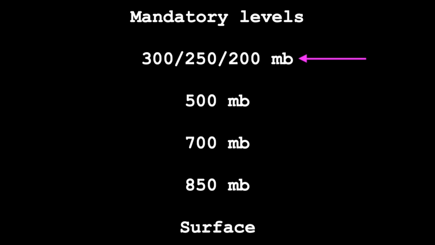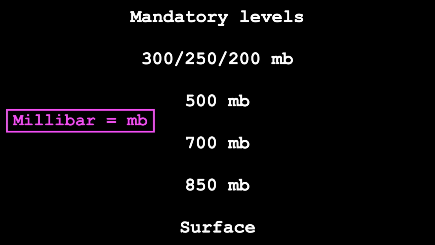This is your upper level atmosphere map, and which map you're going to use depends on which time of year you're looking at. The 300 millibar map is used in the winter, the 200 millibar map is used in the summer, and the 250 millibar map is used in the fall or the spring. But overall, that's just your upper atmosphere map. So those are our mandatory levels that we use in meteorology. These are all given in millibars, as we said, which is just the basic unit of measure for pressure in meteorology.